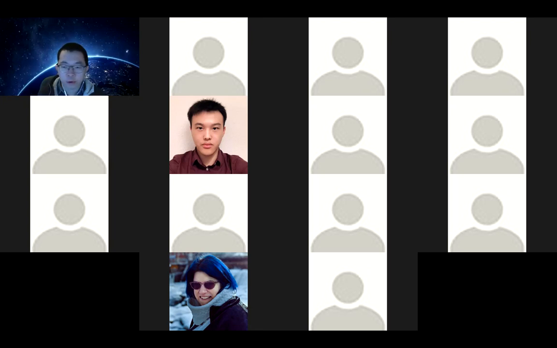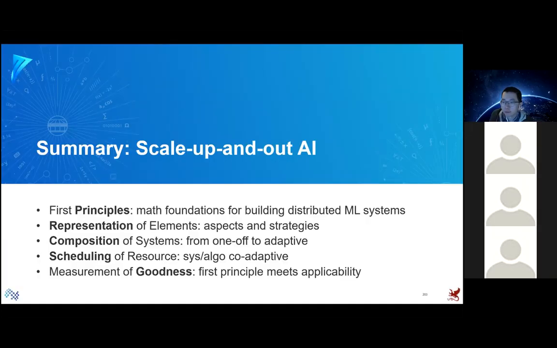I will give a quick summary. So I'm happy to give a summary and wrap up the tutorial. A core goal that we want to achieve through this tutorial is to expose the weakness of current machine learning systems and the newer demands of future machine learning systems in ML production. And to address this limitation, we try to define and formulate a core concept called composability of distributed machine learning systems. And to do so, we first develop some math foundations for building distributed machine learning systems.